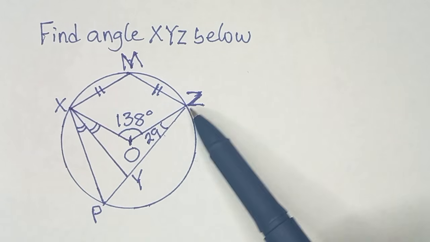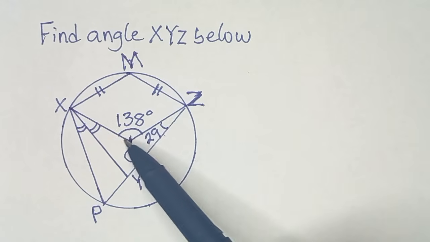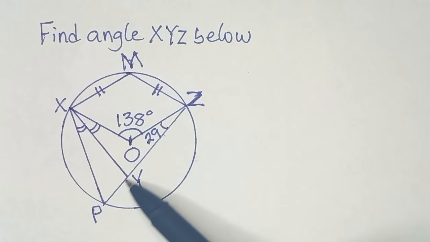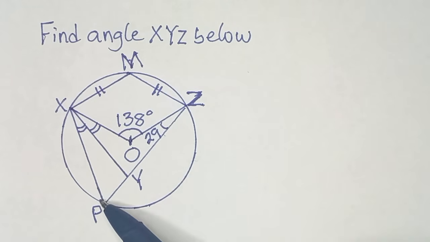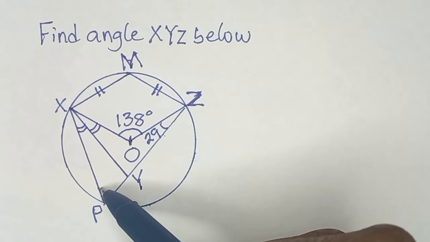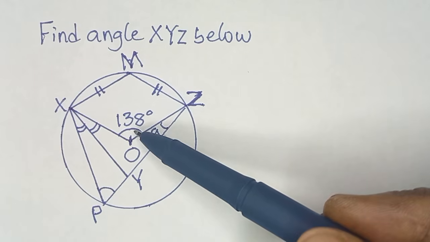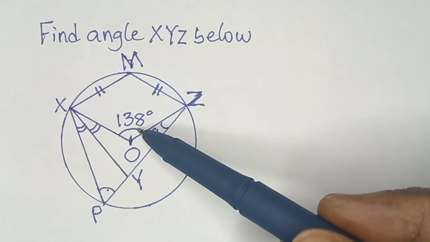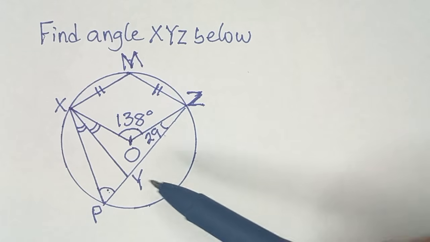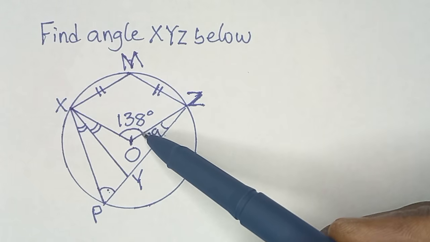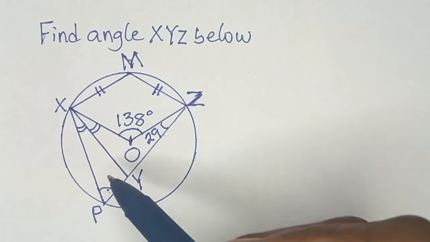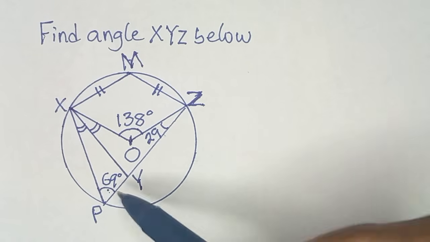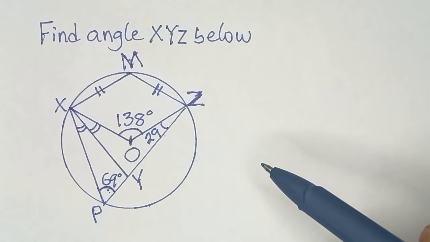We have these two points X and Z, and I have these two lines coming to the center of the circle, center O. And from the same points X and Z, I have these two lines coming to the circumference of the circle to form this angle here. So the theorem to apply is that the angle at the center is twice that at the circumference. Since we have the one at the center, in order to get the one at the circumference, we simply divide the one at the center by 2. So 138 divided by 2 will give us 69 degrees. So that means this angle here is 69 degrees.